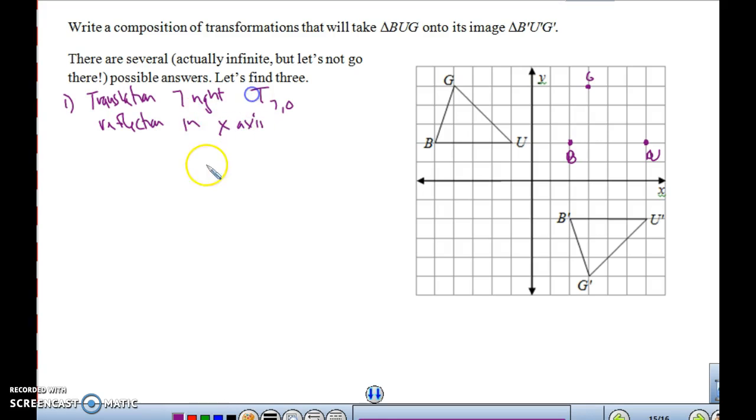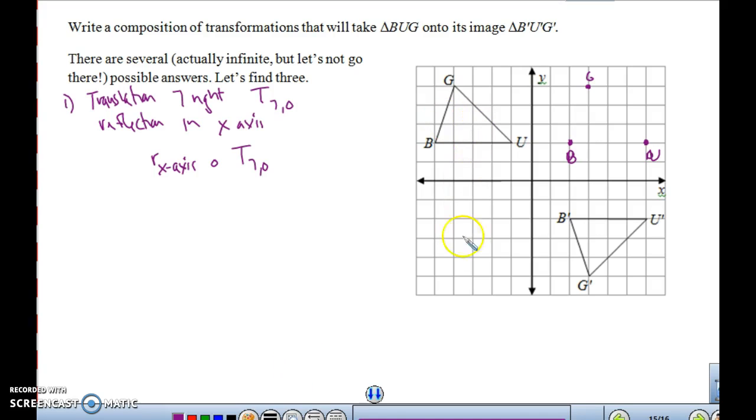Okay, so if I wrote that as a composition, one possible way you could have done this, what did we do first? We did the translation of 7, 0 in composition with reflection in the x-axis. So there's one possible transformation that we could have done. All right, now, how else could we have done this?